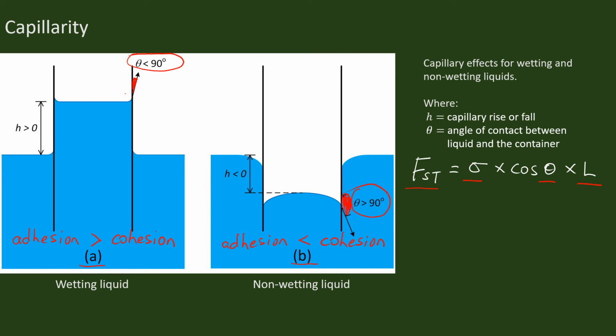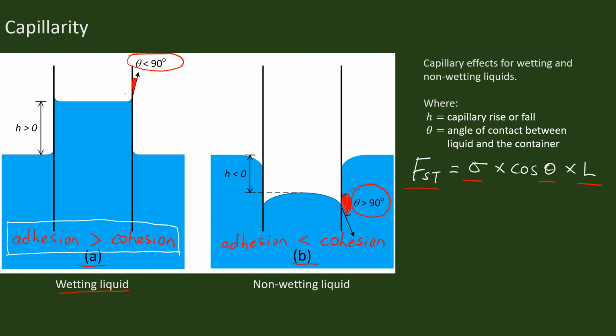So in summary, capillary action is an effect of surface tension, where this capillary effect refers to the rise or fall of a liquid, either in a small diameter tube or within the small space between two pieces of smooth plates. For the wetting liquid, the adhesion force between the liquid and the container molecules is greater than the force of cohesion between the liquid's own molecules. So the adhesion is greater than the cohesion for a wetting liquid.